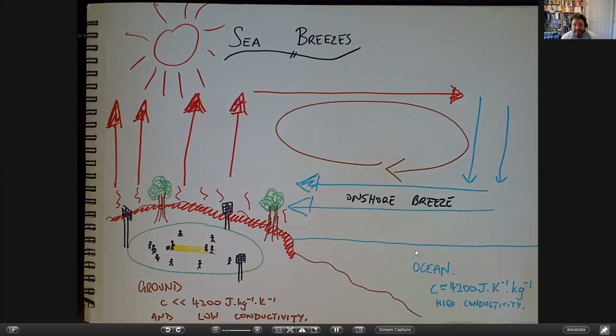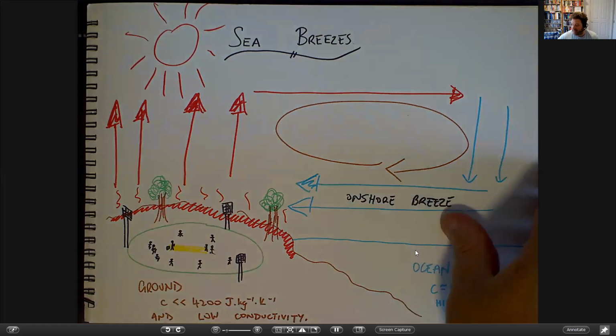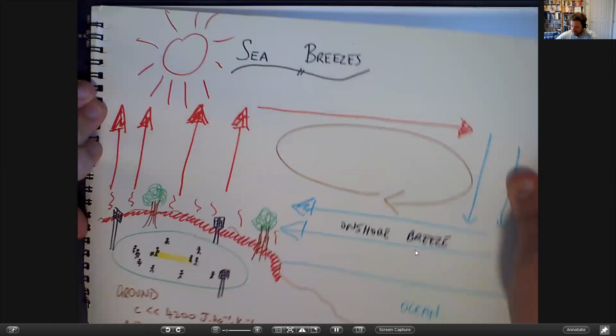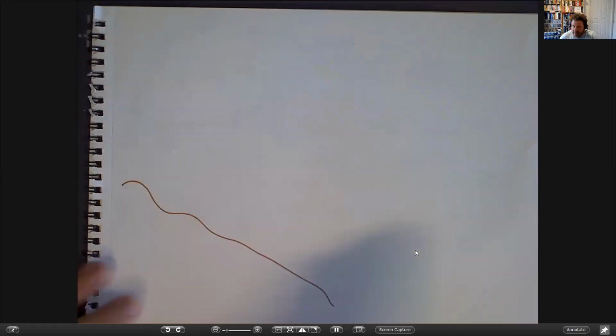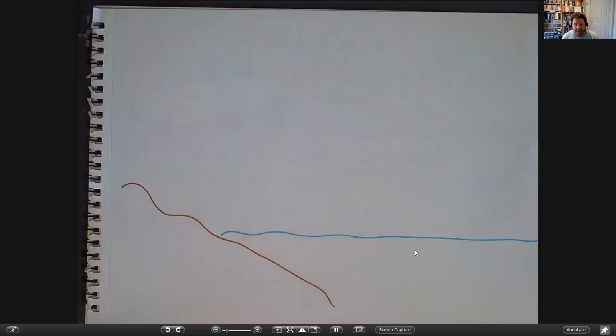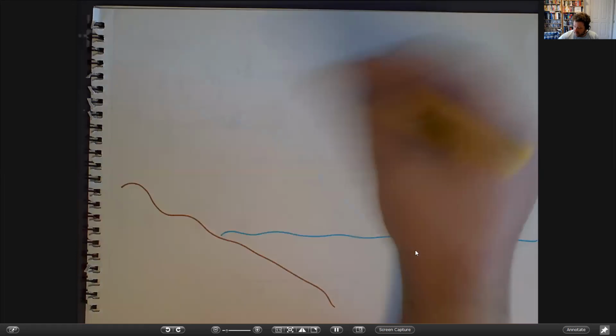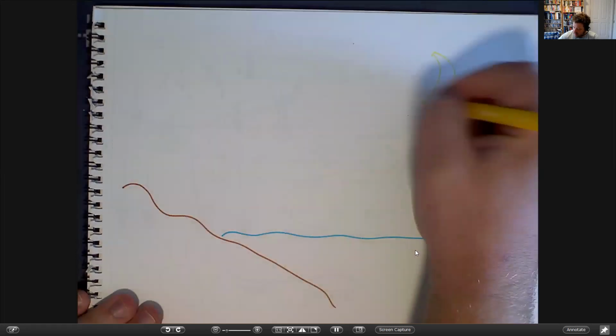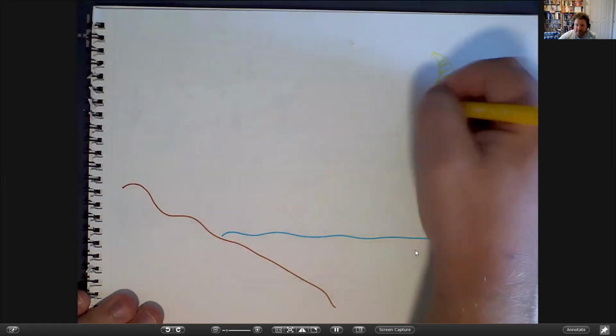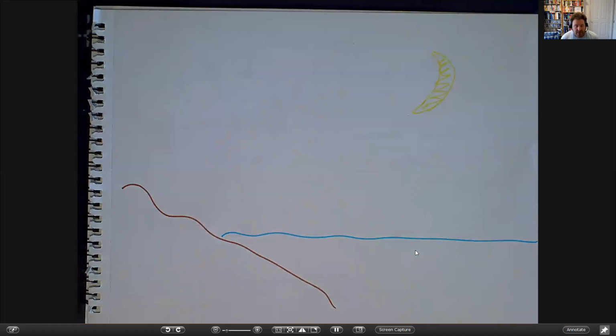Now at night, this whole process reverses, and I haven't drawn a picture already, so I'm going to have to very quickly knock one up. It's not going to have lovely cricketers and stuff on it, this one. This one's just going to be land, water. Okay, so then let's reverse things. Let's say it's now nighttime. There's my crescent moon.